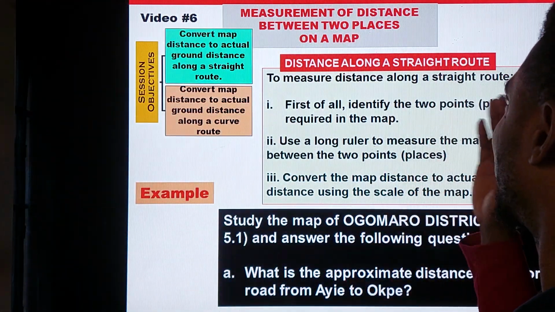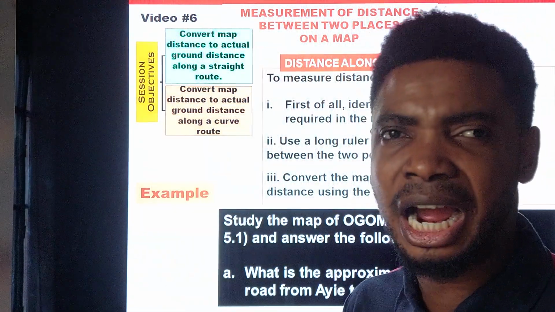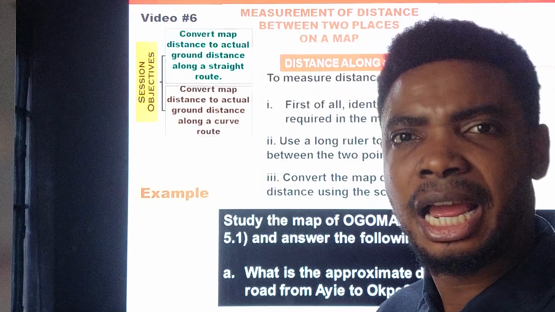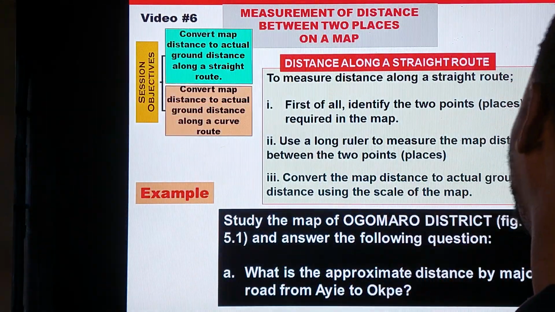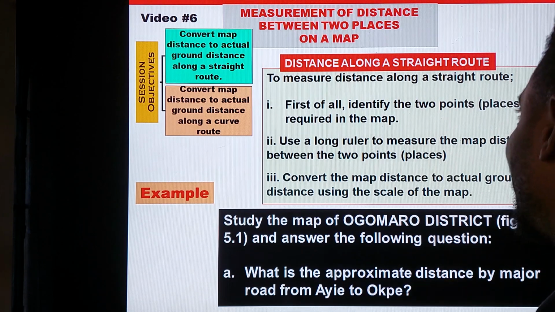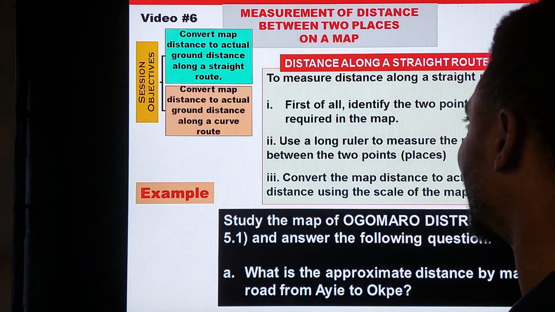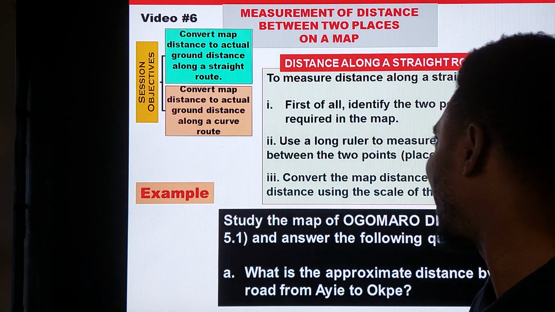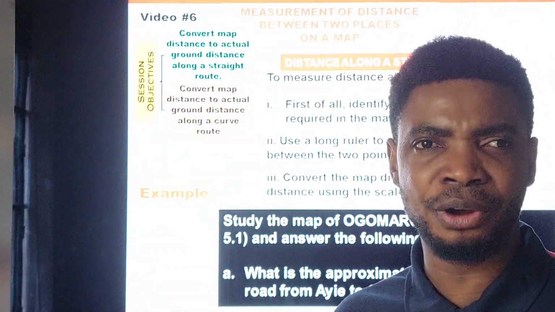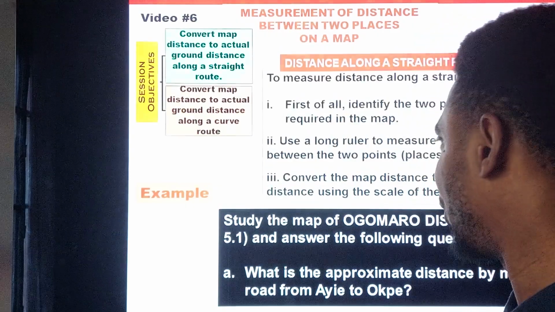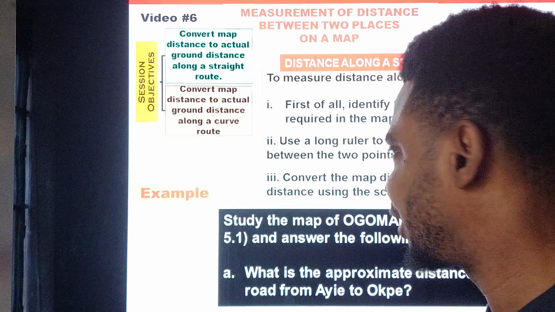All right. So now, distance along a straight route. How do you carry out measurement of distance along a straight route? The first thing to do is to identify the two places required on the map. Then use a long ruler to measure the map distance between the two places. Then convert the map distance to actual ground distance using the appropriate scale as specified in the map. Okay, now let's look at this example. Let's go straight into exercises.